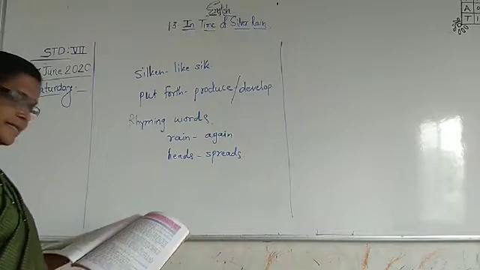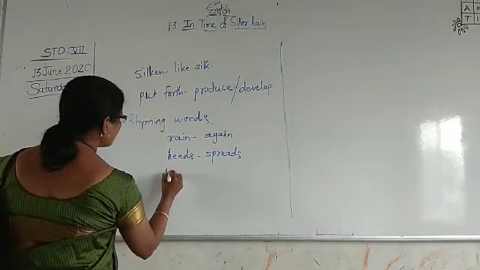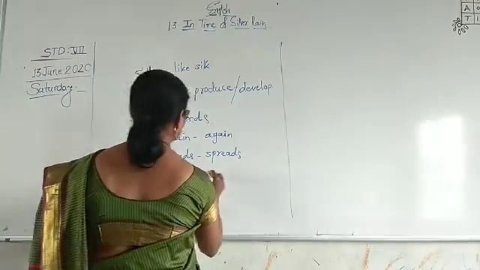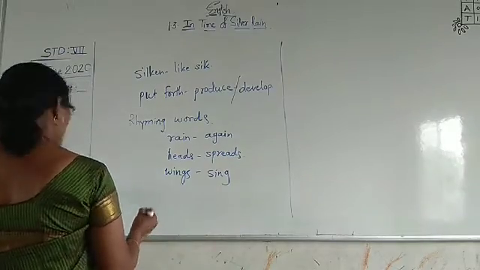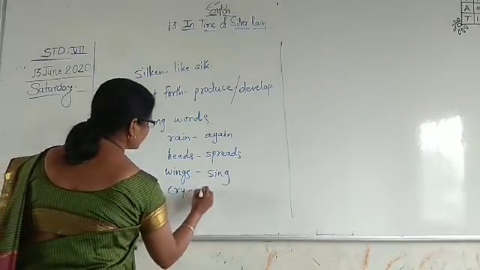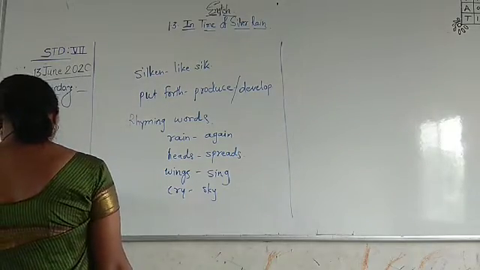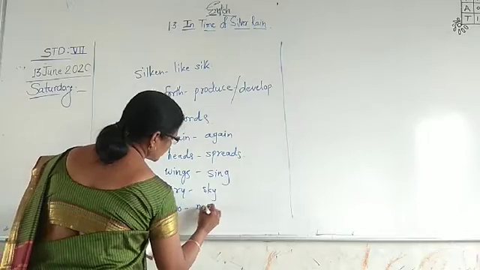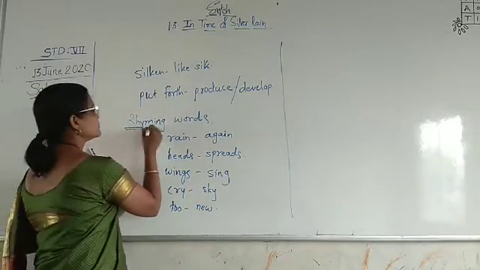And in the second stanza, wings, sings. Wings and sing. Cry and sky. True and new. These are the rhyming words from the poem.